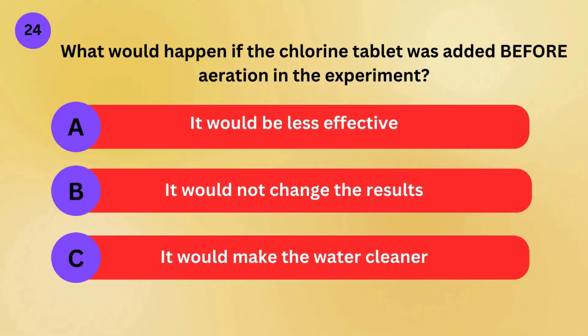What would happen if the chlorine tablet was added before aeration in the experiment? It would be less effective. It would not change the results. It would make the water cleaner.